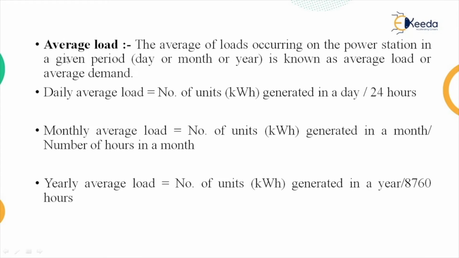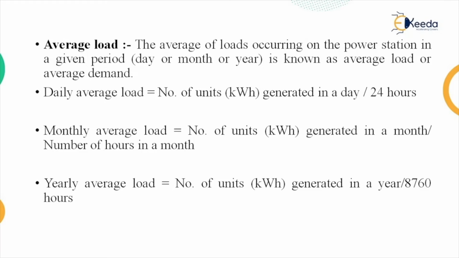Then next is the average load. The average of loads occurring on the power station in a given period is known as average load or average demand. Average load means the sum of all the loads in all the hours in a particular day divided by 24. Similarly for the months, it is the average of all the days in the particular month divided by the total number of days.